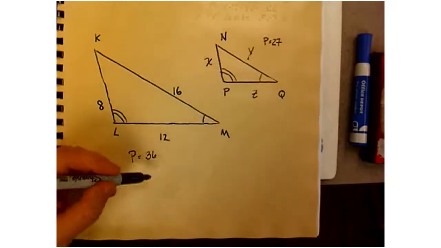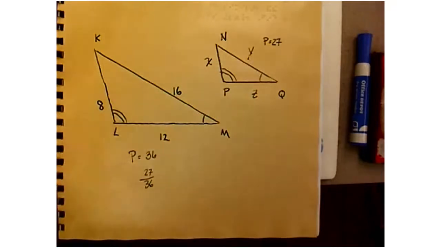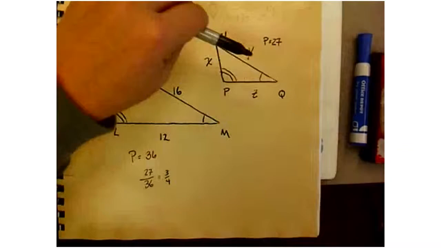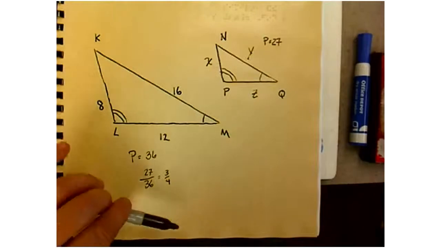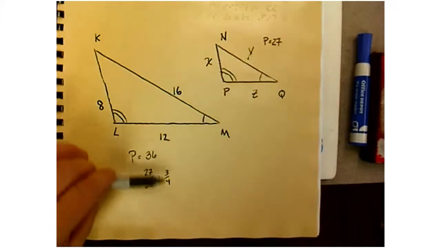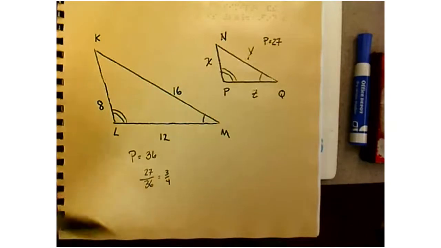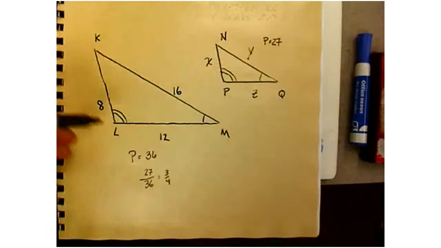Now, if you wanted to make your life easier, you could simplify that to 3 to 4. That makes the math easier instead of cross multiplying 27 times something and 36 times something and dividing by some big number. Take it down to 3 to 4 by dividing both the top and bottom by 9. And that's your scale factor. So if we do 3 is to 4, then x is to what?